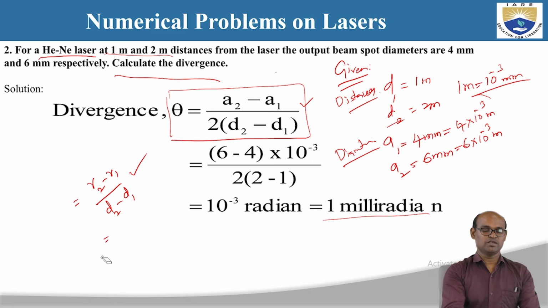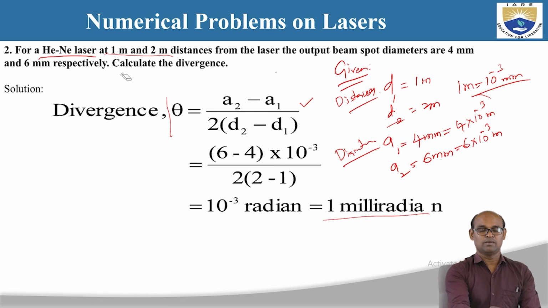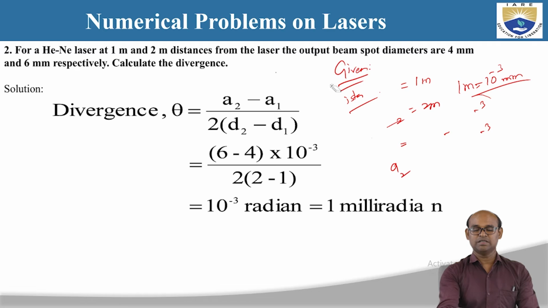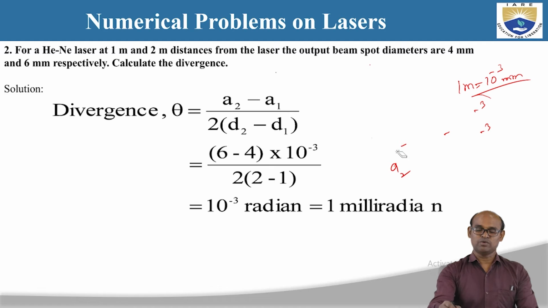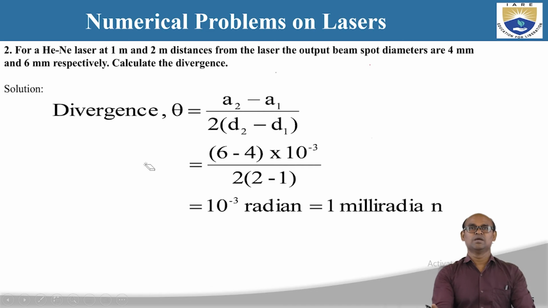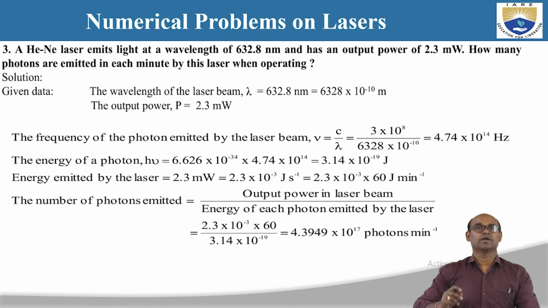In the first problem, we learned about the relative population of a given laser between two states N1 and N2. Now we have calculated the divergence of a given laser. If I have a laser beam coming out at different distances, I want to look at the spread of this laser beam. You can use this divergence formula, and we always find that the laser beam divergence is very small. It is around 1 milliradian.